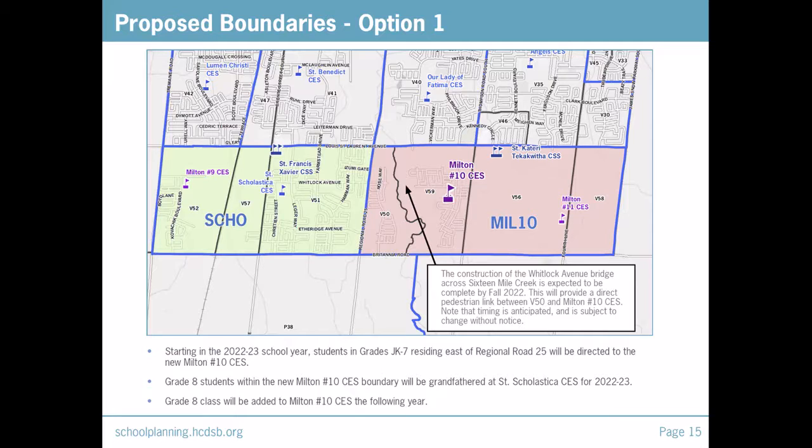Please note, the Town of Milton staff indicated the construction of the Whitlock Avenue Bridge across 60 Mile Creek is expected to be completed by fall of 2022. This will provide a direct pedestrian link between the study area and Milton number 10. Note that timing is anticipated and is subject to change without notice.